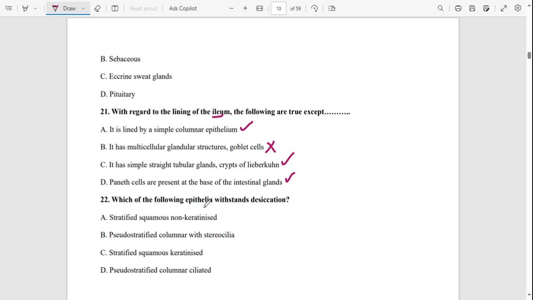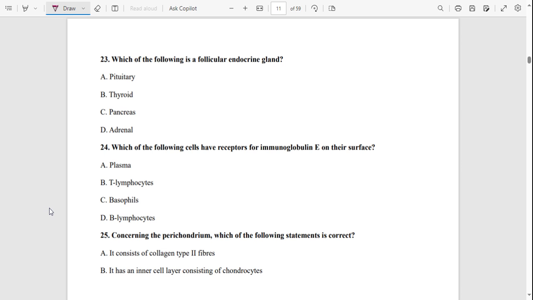Which of the following epithelia withstands desiccation? A, stratified squamous non-keratinized; pseudostratified columnar with stereocilia; stratified squamous keratinized; pseudostratified columnar ciliated. So the answer here is going to be stratified squamous keratinized. When we're talking about desiccation, we're just talking about wetness. Which one withstands wetness? The keratinized epithelium is not wet. It is not watery.